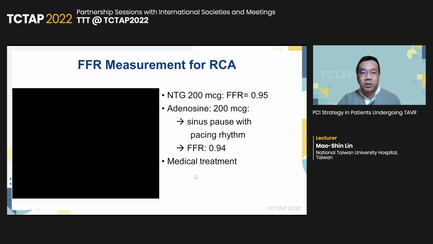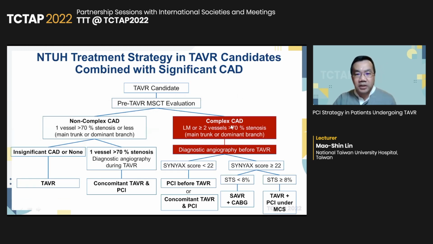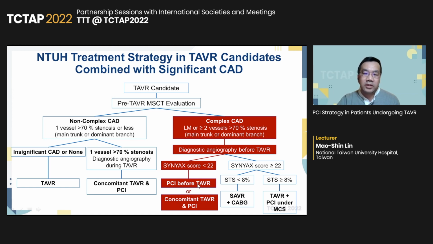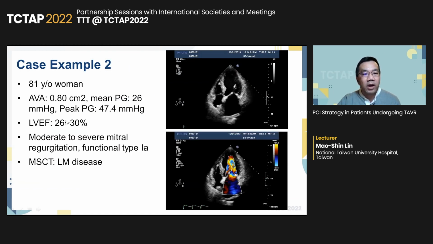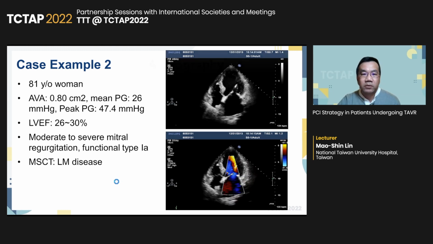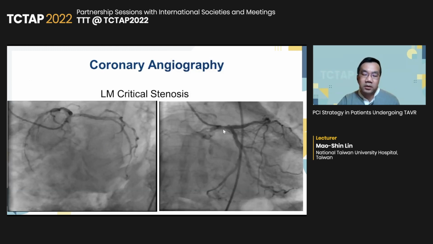So in this case we combined PCI and TAVR concomitantly. But if a patient has a complex CAD, we will arrange a diagnostic angiogram before the TAVR. If the SYNTAX score is relatively low, we will let the patient have a staged or concomitant PCI and TAVR. This is another case, an 81-year-old woman with poor LV function, severe AS, and significant mitral regurgitation. From the MSCT, we found there's left main disease. You can see the critical severe stenosis in the left main trunk.